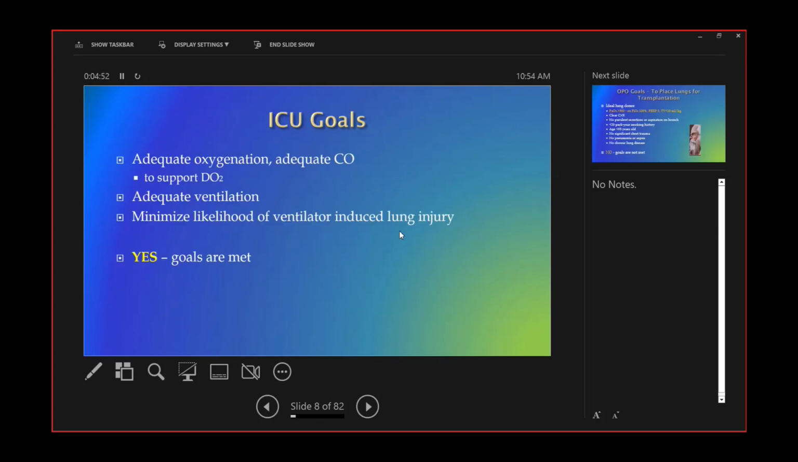So from an ICU standpoint, your blood gas has adequate oxygenation, adequate cardiac output, and so you're supporting your DO2. You have adequate ventilation. Your pH is better than 7.25, even though it's not perfect. And you've minimized the likelihood of ventilator-induced lung injury because you're using 6 per kilo of tidal volume, and your peaks are relatively low and your PIPs are relatively low. So from an ICU standpoint, your goals are met. You don't need to do anything more with that donor.